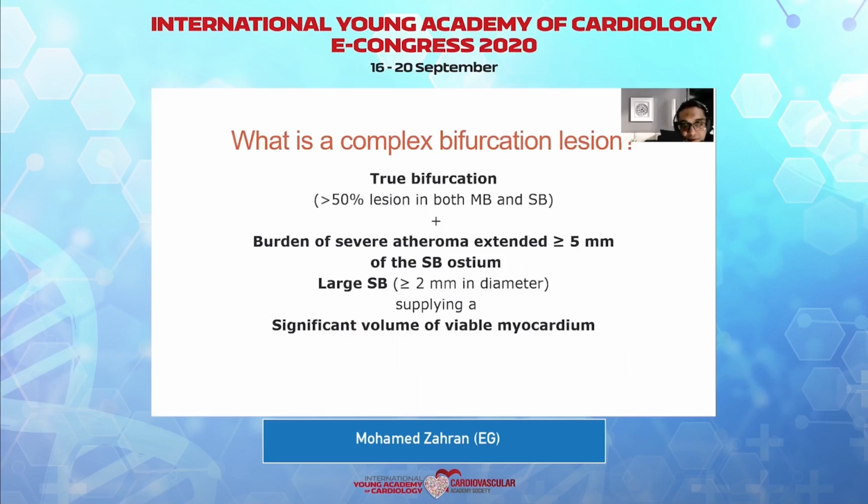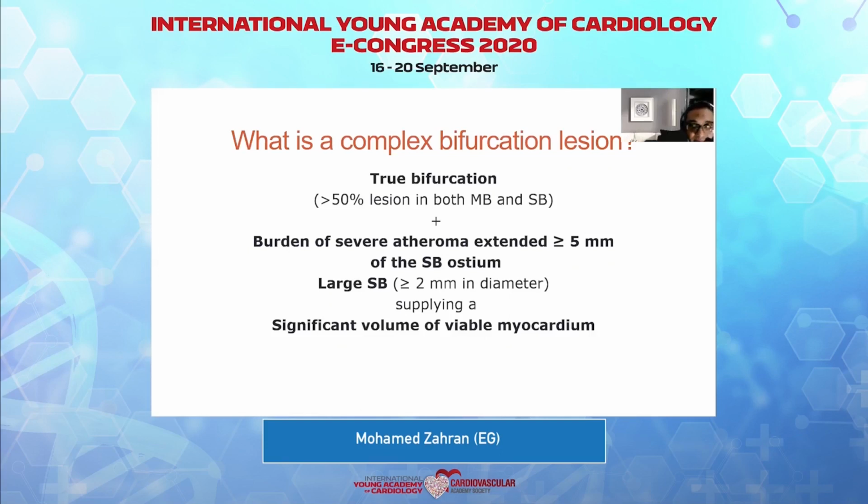The complex bifurcation is the one actually that needs a complex intervention to treat it. It's a true bifurcation involving more than 50% lesion in both the main branch and the side branch, and the burden of the severe atheroma extending beyond 5 millimeters to the side branch ostium, taking into consideration that this side branch will probably need a stent because it's a large side branch, more than 2 millimeters in diameter, and supplying a significant volume of ischemic viable myocardium.